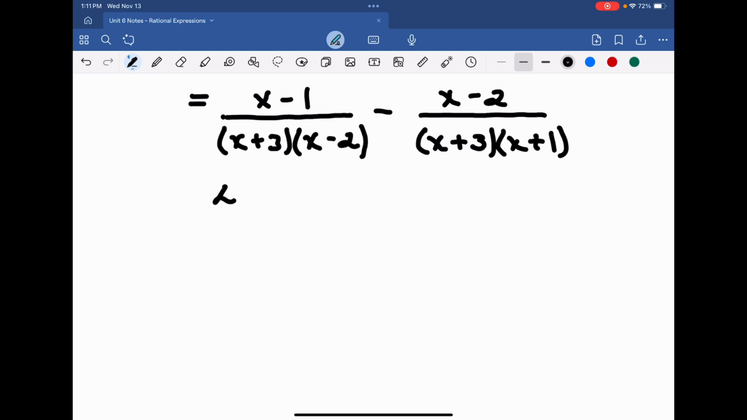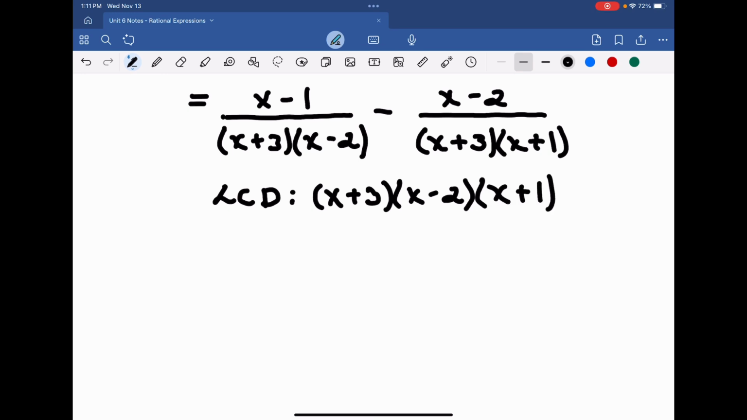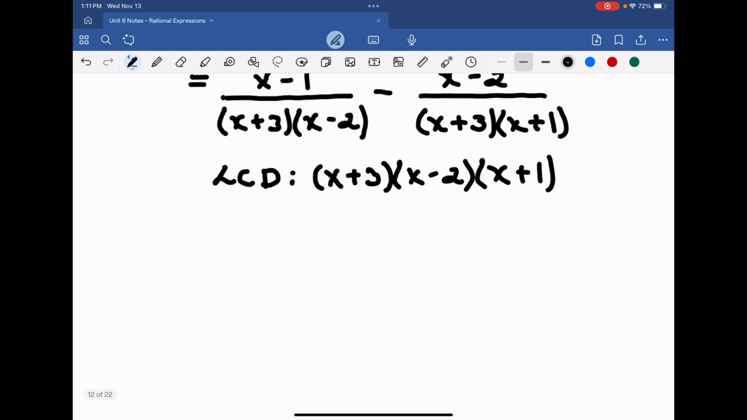Now let's state our LCD below here. So we're going to go LCD. In terms of numeric value, there's no sort of coefficient here, so we're good with that. We know that it has to have an x plus 3 for sure. It must have an x minus 2 because that's one of the factors, and then it must have an x plus 1. As long as it has each of these factors, we're happy because then they'll share the same denominator.